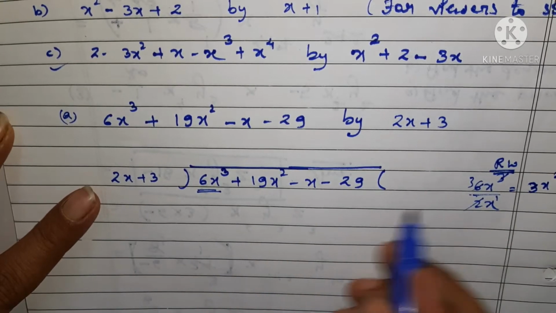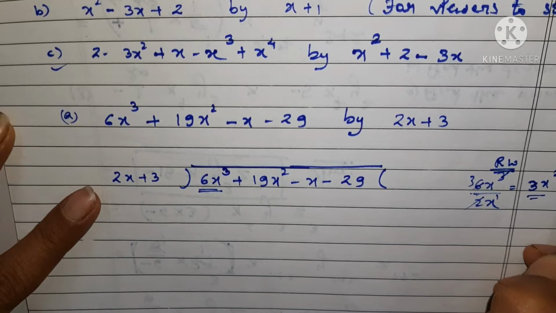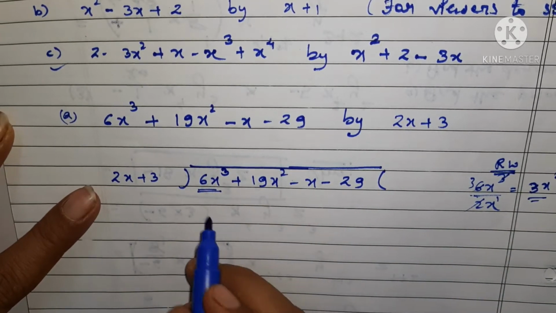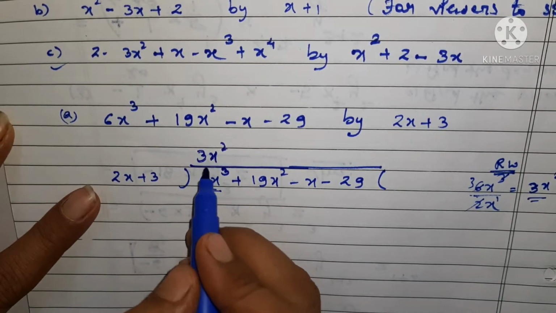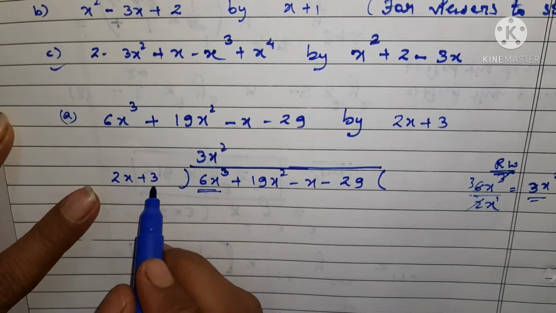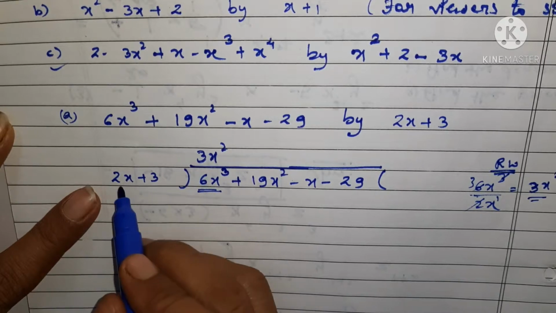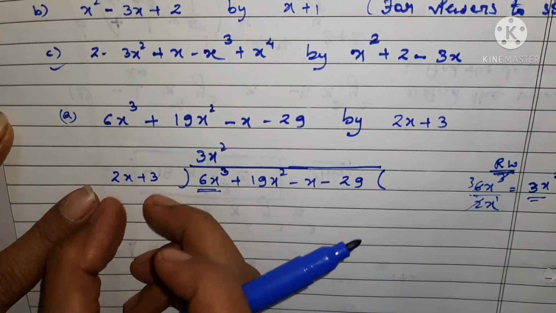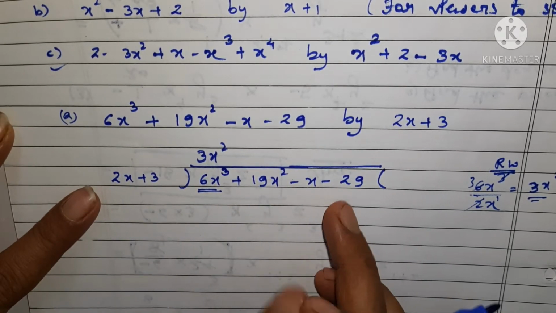So you are getting 3x square, and this is the quotient. This quotient you are going to write here. Then you are going to multiply this quotient with each term of the divisor, and we are going to arrange that result just below the like terms which are written here.